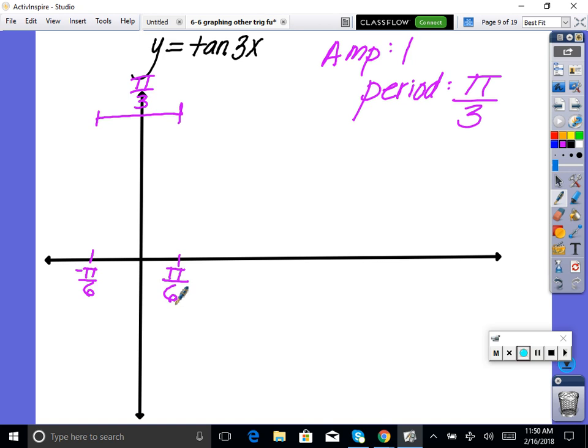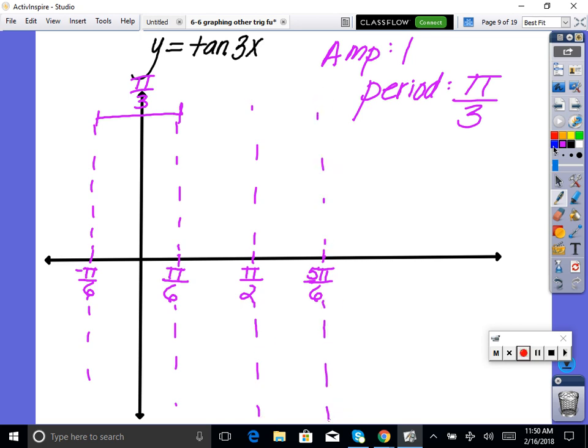So then I go another pi thirds in length, and there will be my next asymptote. Pi 6 plus pi thirds is pi halves. Then add another pi thirds to pi halves, which would be 5 pi 6. So I'll draw in my asymptotes now. Then in between are my zeros. You would need to put in those points.